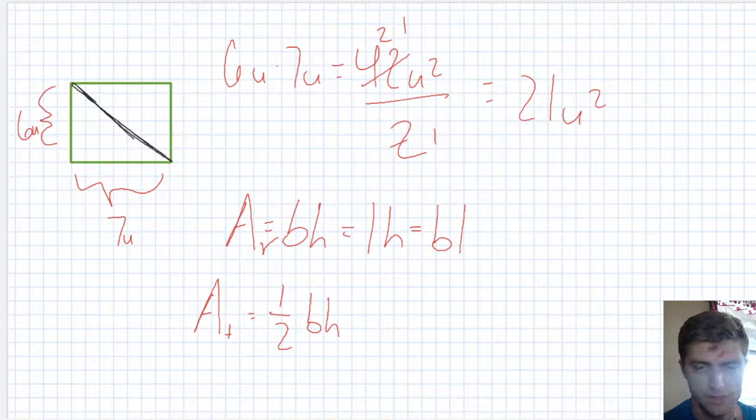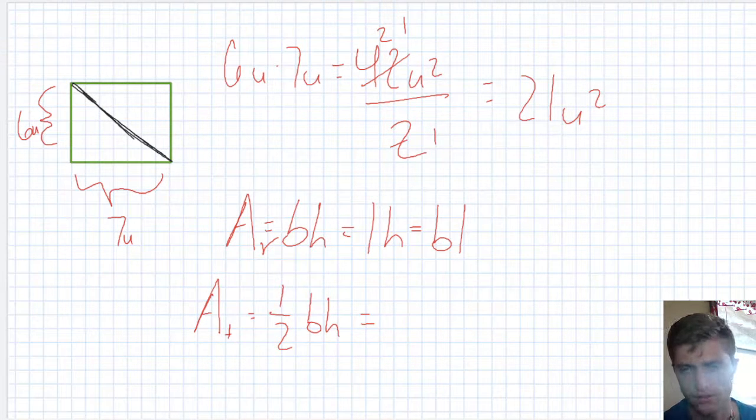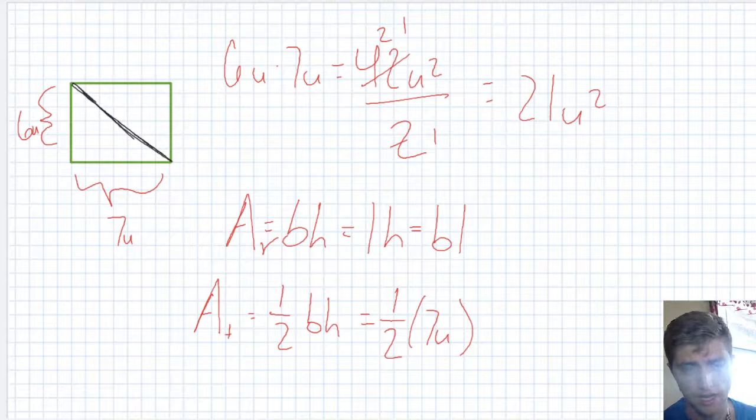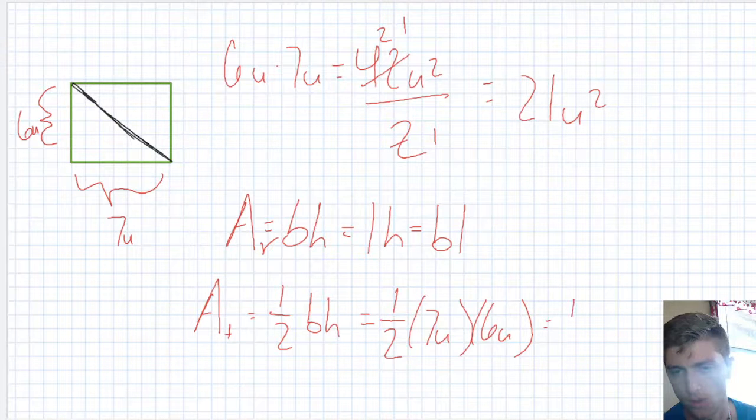Now, let's do some substitution for this, for example. Okay, let's use substitution. So the 1/2 is a coefficient, so that doesn't change. Our base is going to be our 7 up there, so we'll do 7 units. And our height is going to be 6 units. So if we multiply that out, we get 1/2 times 42 units squared, and then we can cancel again, and we're still left with 21 units squared.